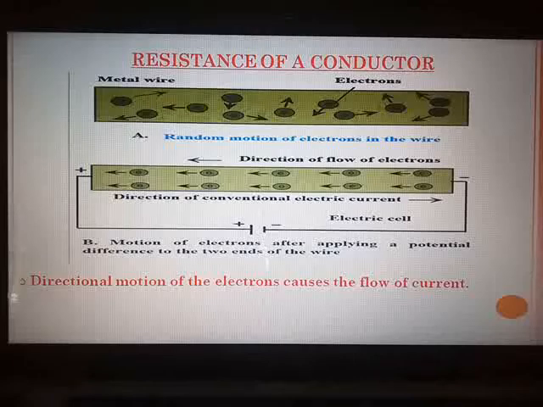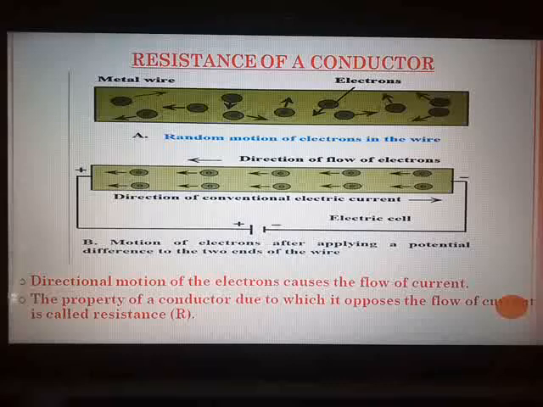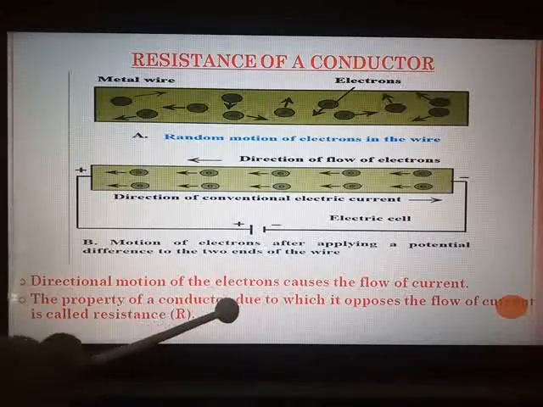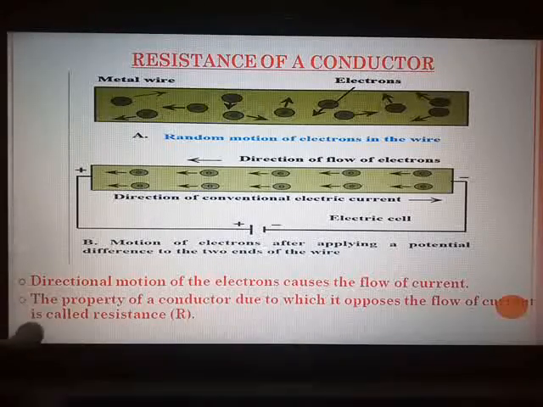Such collisions cause hindrance to the free flow of electrons and oppose the free flow of current, and this hindrance is called the resistance of a conductor. So the property of a conductor due to which it opposes the flow of current is called resistance and is denoted by capital R. So now you know what actually the resistance of a conductor is.